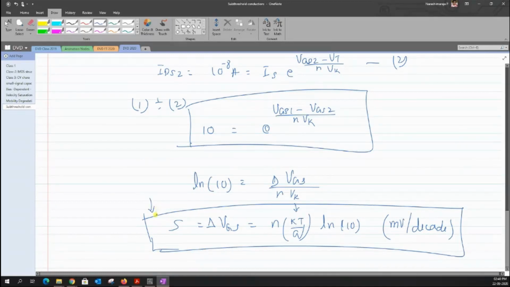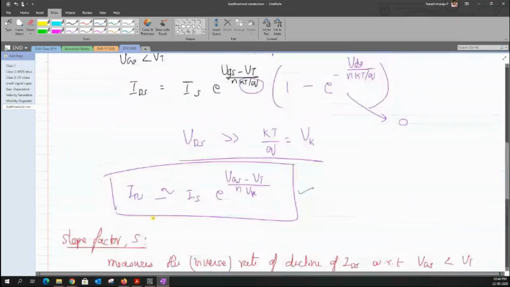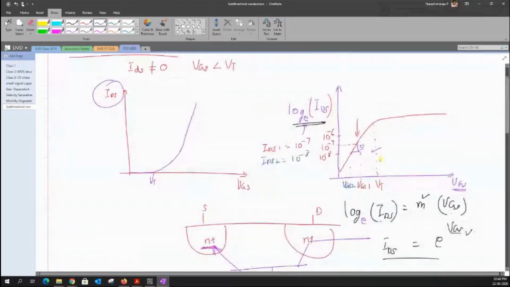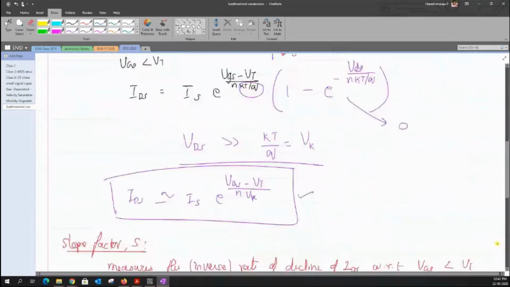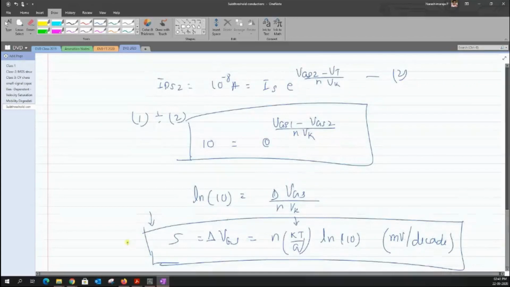So the slope factor is something that we are trying to measure for the current that flows below the value of VGS that is less than the value of VT. And how are we measuring it? We are taking two currents that are a decade of difference between them. Clear? So I've just chosen here 10 to the power minus 7 as one of the currents, and the other current that I've taken is 10 to the power minus 8. I've taken that difference and the corresponding VGS values, and when I measure their difference, it is supposed to be equal to this.